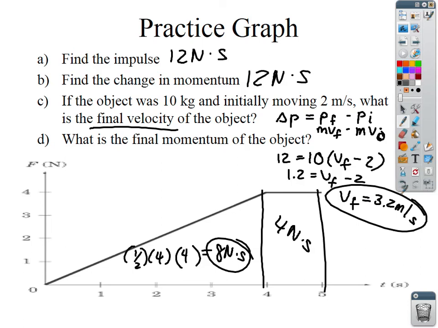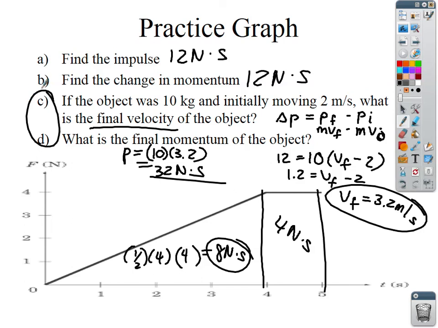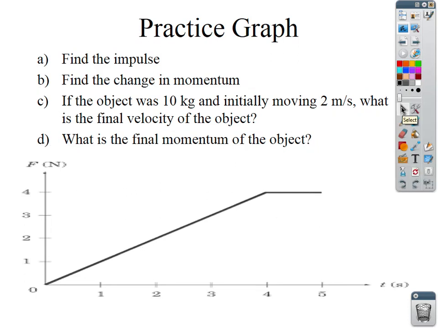This is the math you'd be prepared for in the AP test. They don't look for anything too complicated. It's something that should be able to be done in your head. So the final velocity is 3.2. What's the final momentum? Let's just go back. 10 times 3.2 equals 32 Newton seconds. Part C and Part D would be the more common question using this graph on a multiple choice test, even on pre-response. They want you to carry it beyond simply just finding the area.